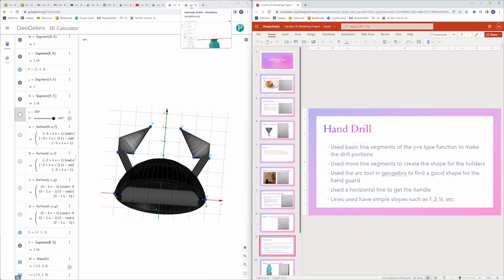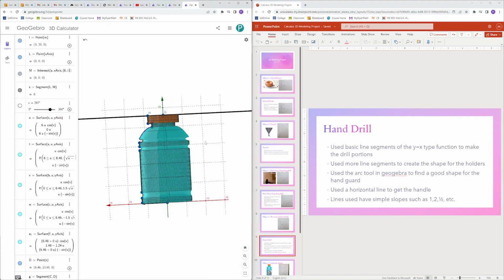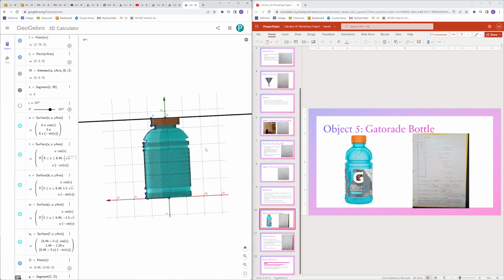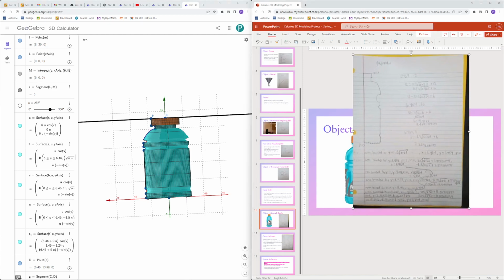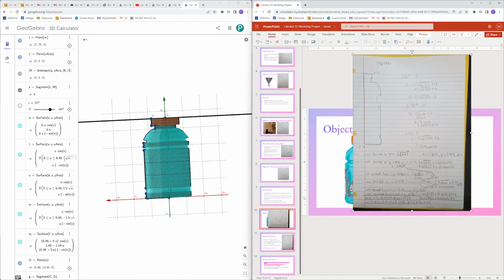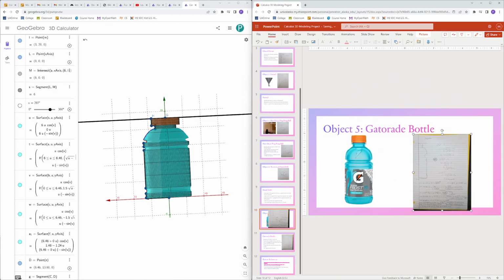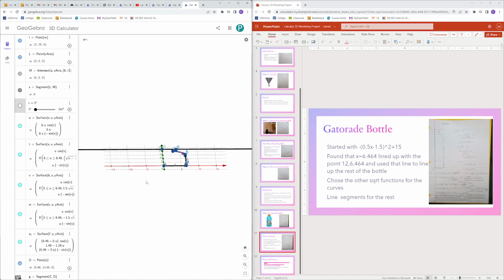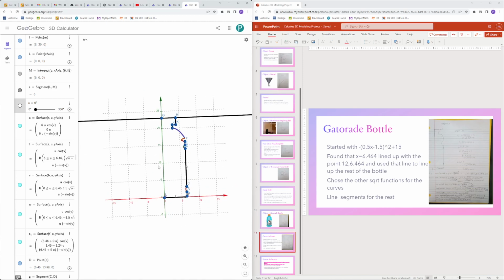Now, the final object is the most complicated object, and it is a Gatorade bottle, a simple Gatorade bottle. Now, I thought this one would be easier, but obviously it was not. You can see the immense amount of work I had to put into this, so there was a lot that went into it, but I eventually figured it out. So I started off with this function right here. Let me rotate this around, as you can see.